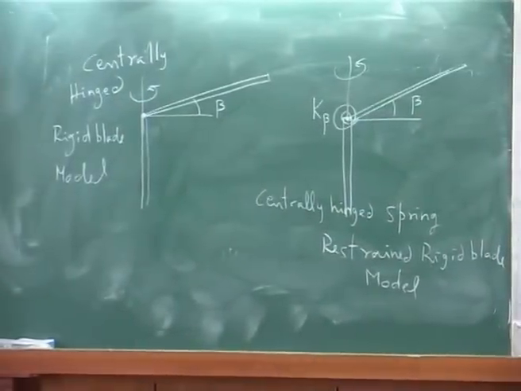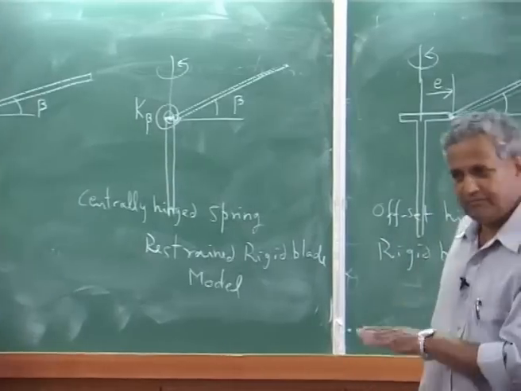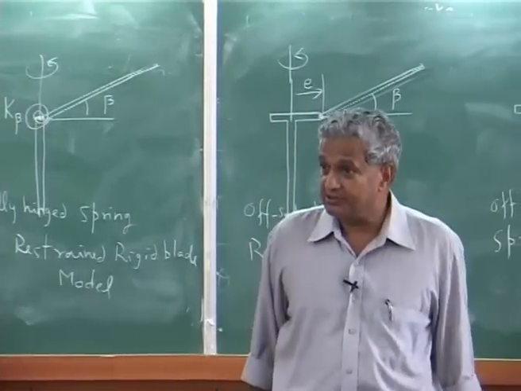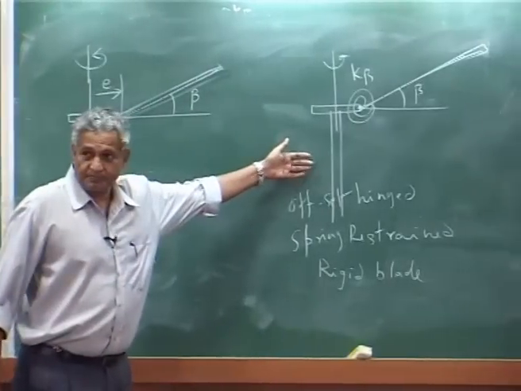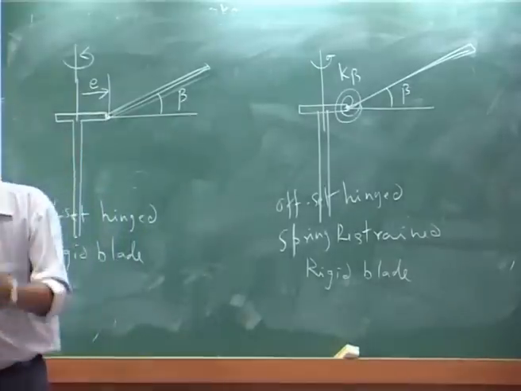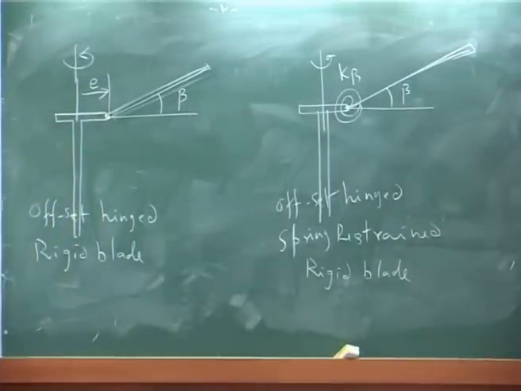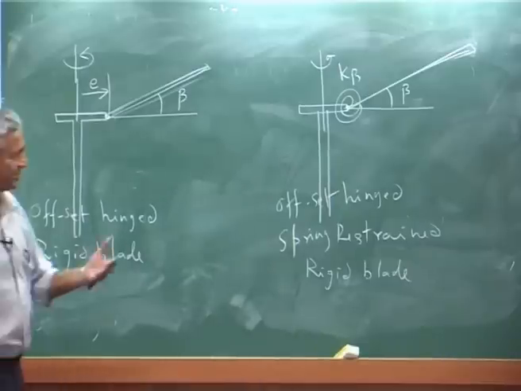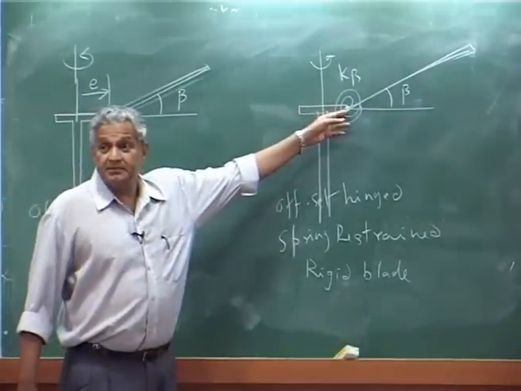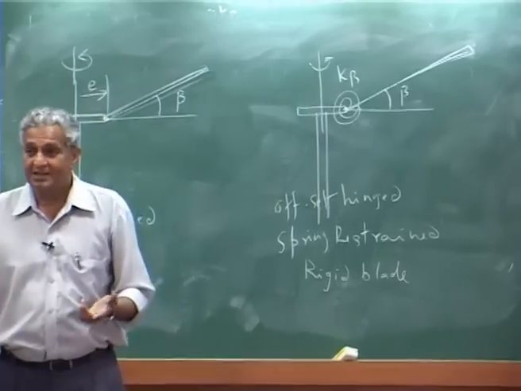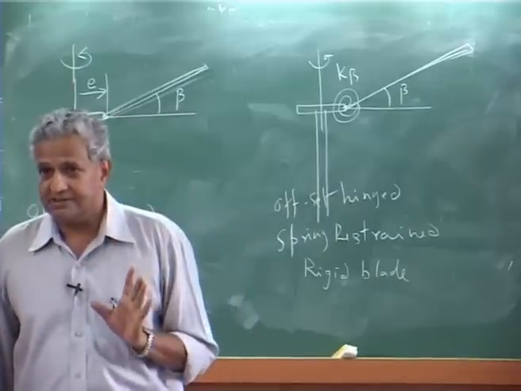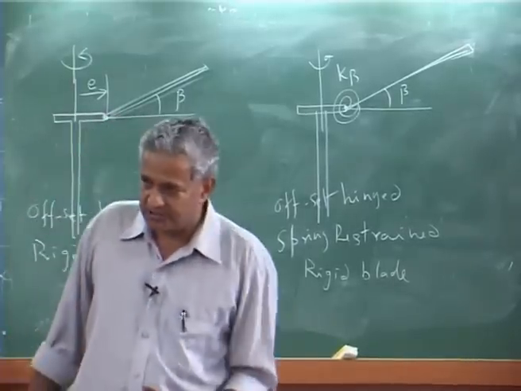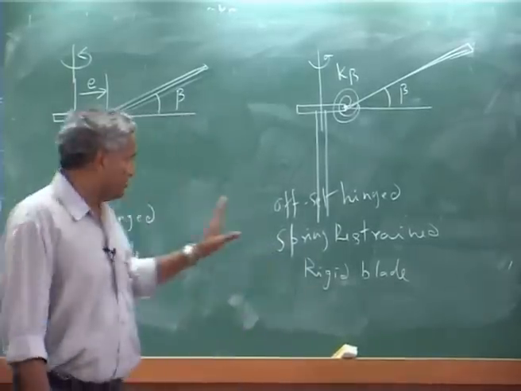It's an idealization. And this is good enough for most of the preliminary calculations. As a matter of fact, some of the industrial codes use only this. Today, of course, people have added more things. But in the earlier days, what was developed in the 60s, they were all using spring restraint, offset hinge, rigid blade. Because that gives the physics here. Of course, it has its own limitations, but it is good as a model.